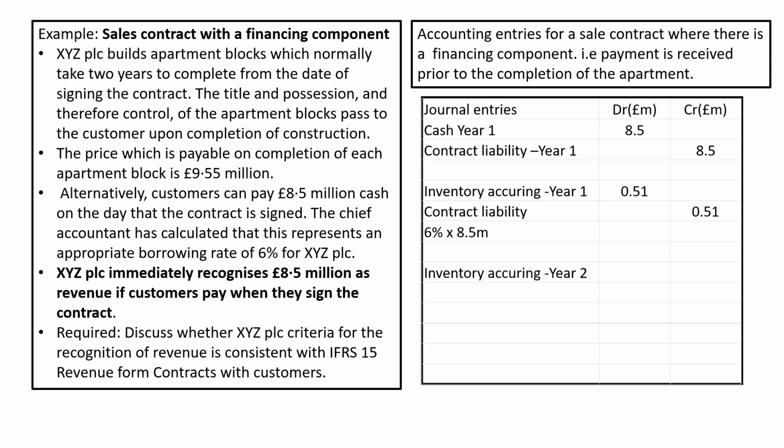In year 2, we calculate again the interest cost, which is 6% times 8.5 plus 0.51, and that gives us 0.54. And we then credit the contract liability with 0.54 million pounds. Finally, in year 2, we will debit the contract liability with 9.55 to clear the account, and the revenue will be credited with 9.55 million.